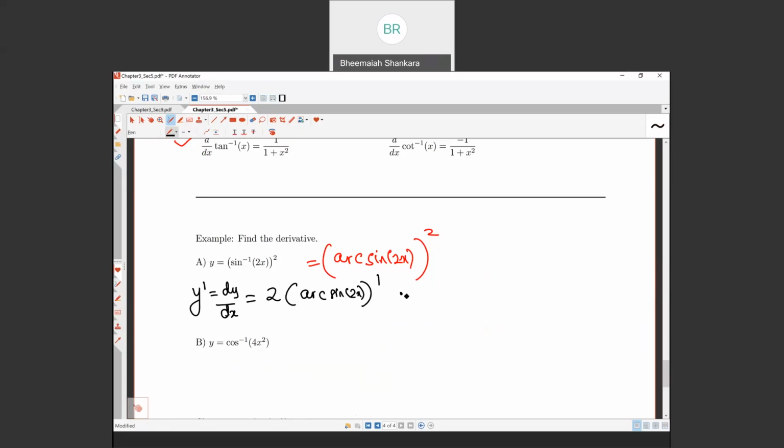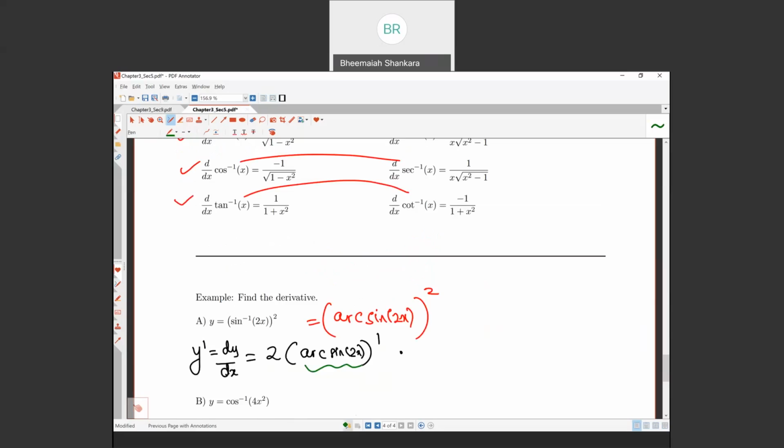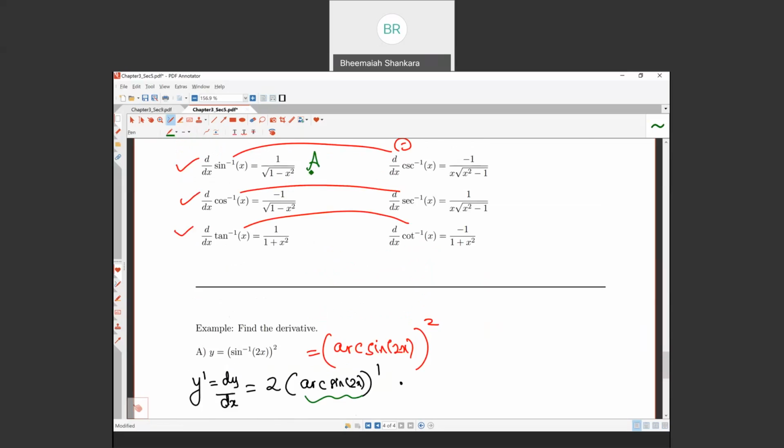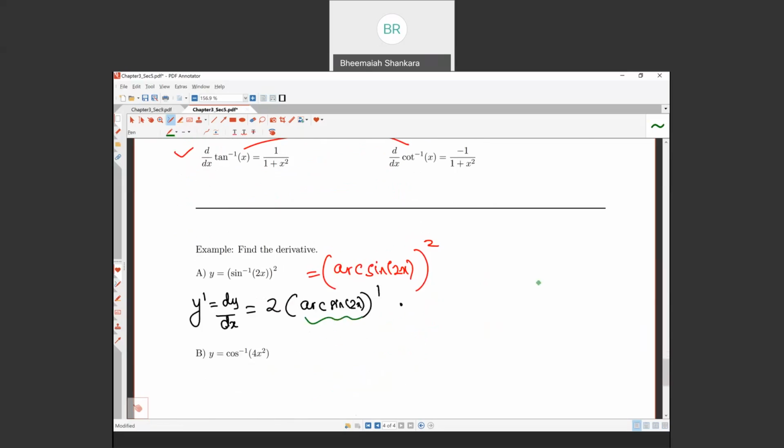Now we want to derive arc sine, and we have the formula on the top. Derivative of arc sine is 1 over square root of 1 minus x squared. So we're going to write this as 1 over square root 1 minus, x is 2x here, so write it as 2x and then the square. But it's not just pure x in this place, we have a 2x, so we have to derive this again. Derivative of 2x is 2.